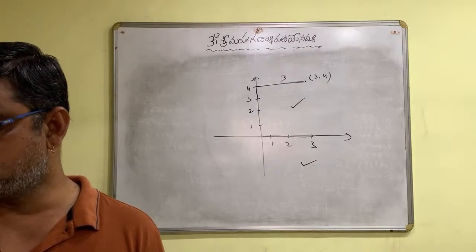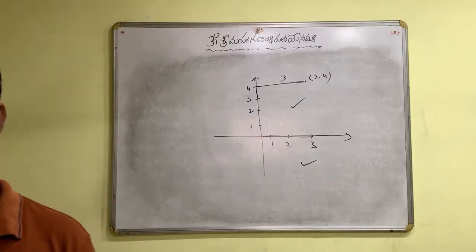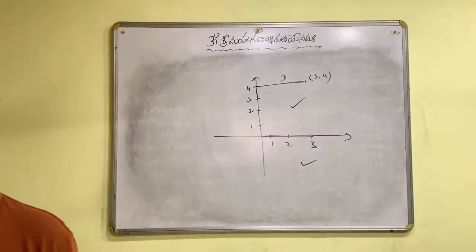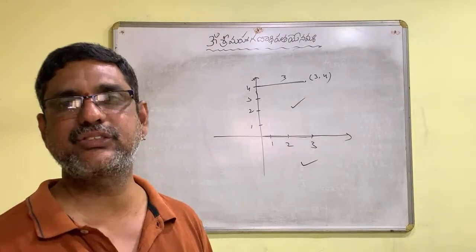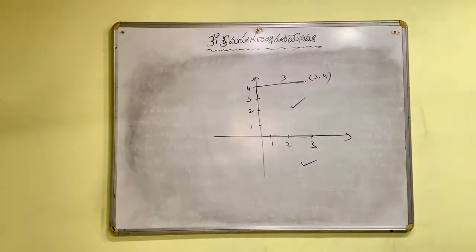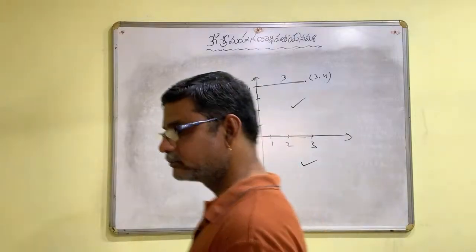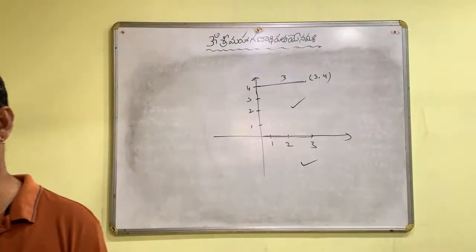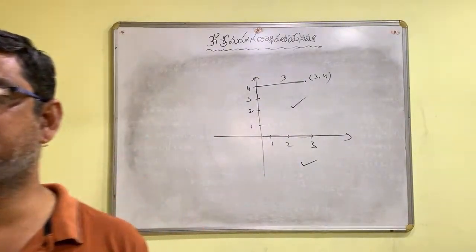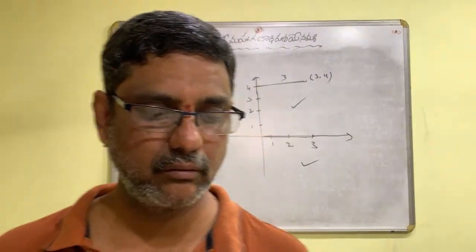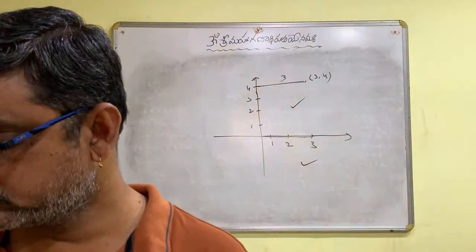The point at which the two coordinate axes meet is called what? The point of intersection of both the coordinate axes is called the origin. Correct. Very good.